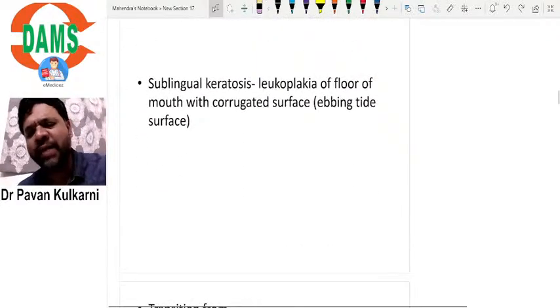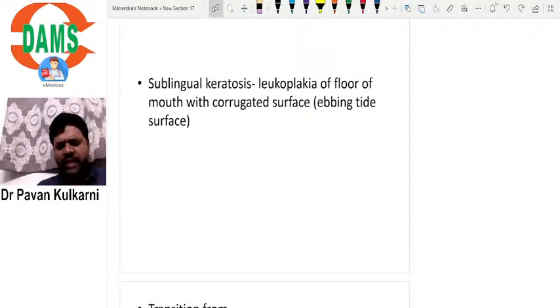Now, what is sublingual keratosis? You have to understand this term, sublingual keratosis. It is a terminology for the white patch in the floor of the mouth. Obviously, we have discussed that in the floor of the mouth there is high risk for cancer because there are more chances of dysplasia. Hence, sublingual keratosis is one of the riskier sites.